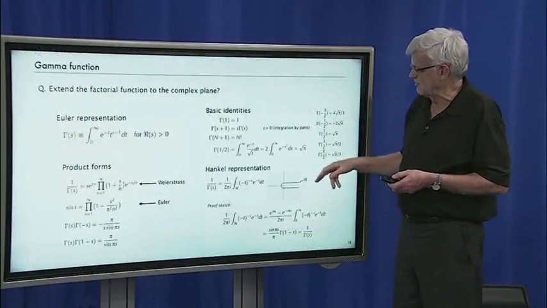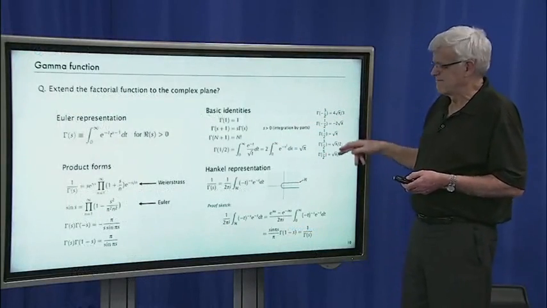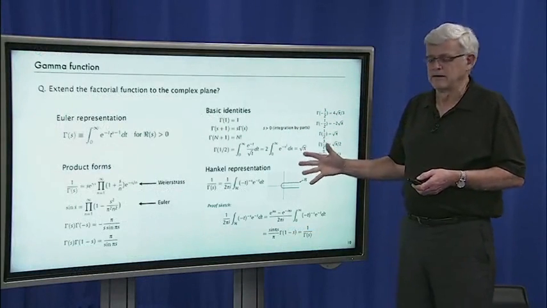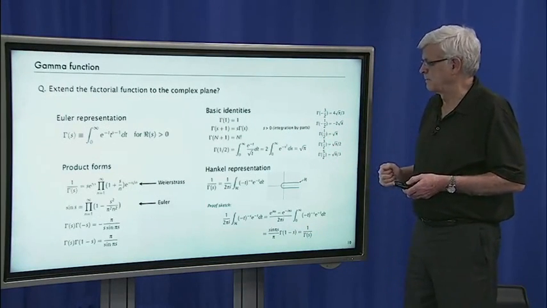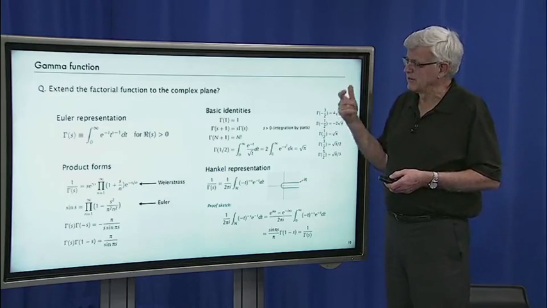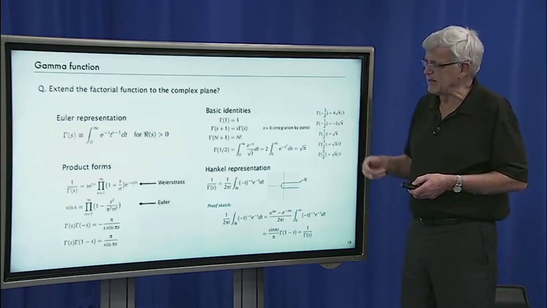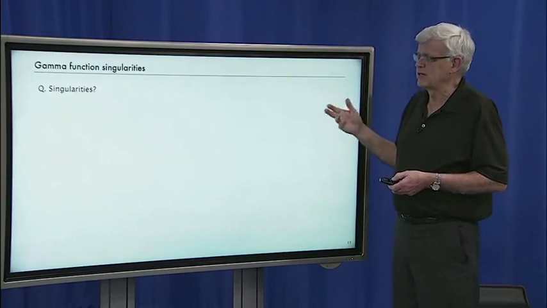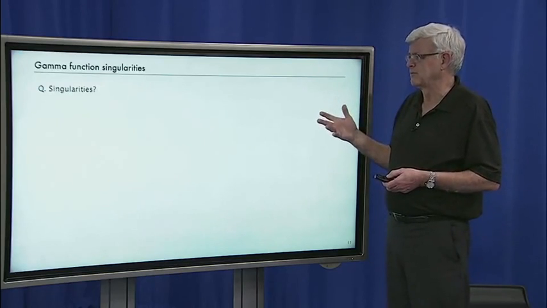So the Hankel representation, the basic identities, and the values of gamma of 1/2, those are the ones that you're going to want to know. That's the basic properties of the square root function, the log function, and the gamma function in the complex plane. And that's a prelude to what we're going to need to know.